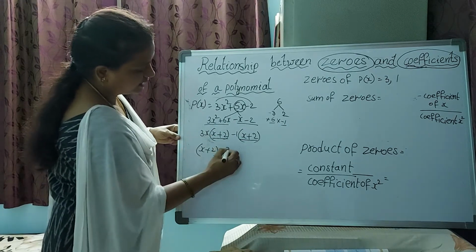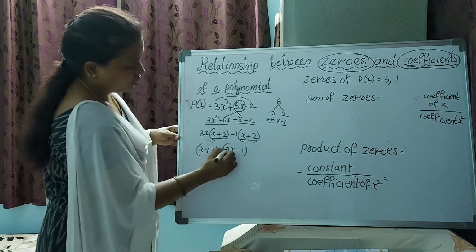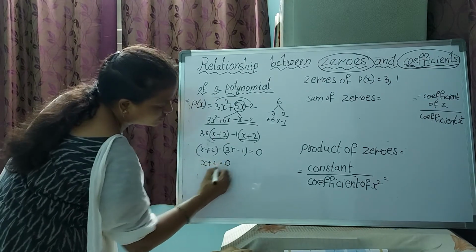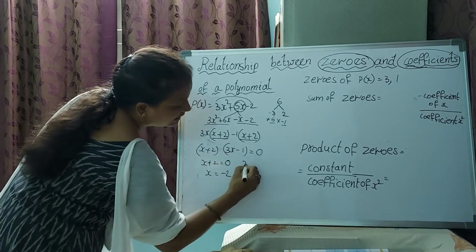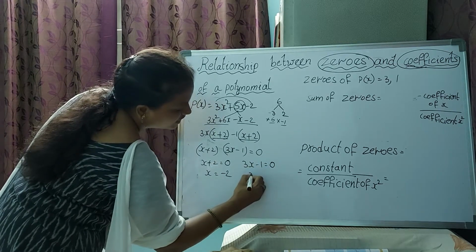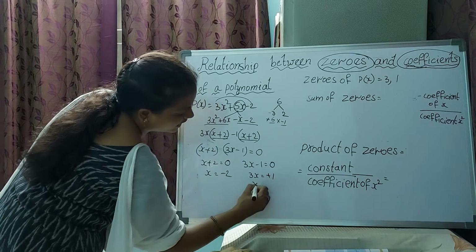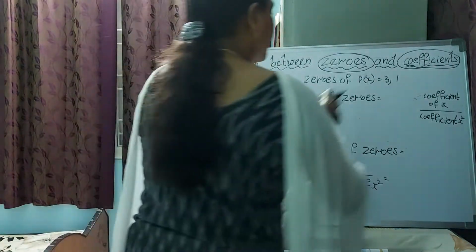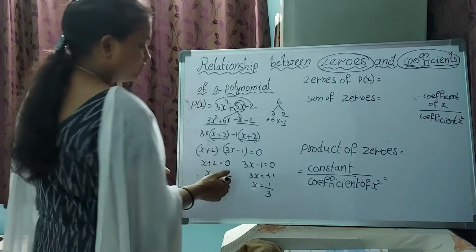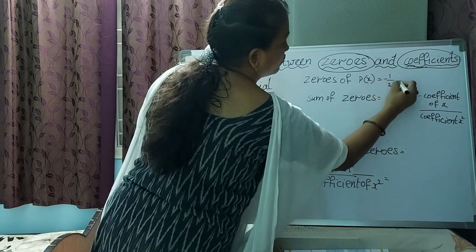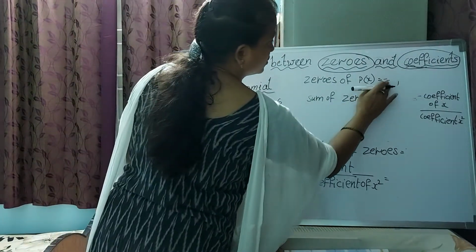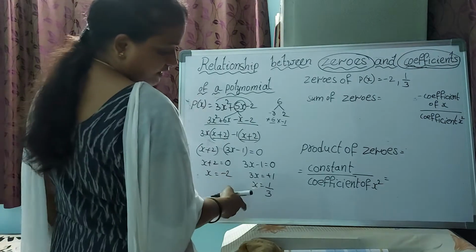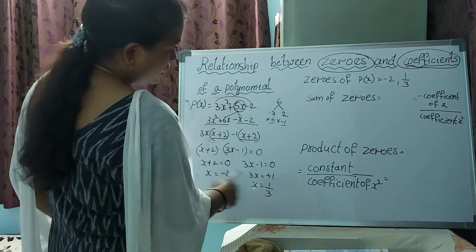What is the remaining term here? 3x, here minus 1. So if you equate this with 0 to find out the zeros of the polynomial, x plus 2 is equal to 0, x is equal to minus 2. 3x minus 1 is equal to 0, 3x is equal to plus 1, so x is equal to 1 by 3. These two are the zeros of the polynomial. Minus 2, comma 1 by 3 are the zeros of the polynomial.